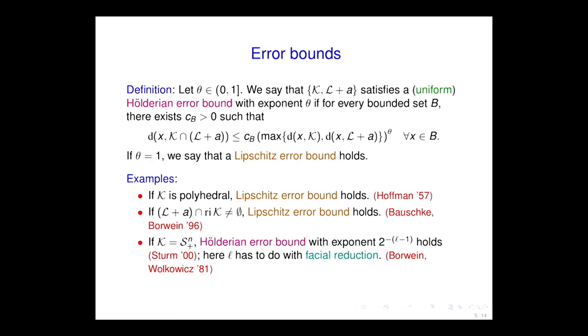So we know that for the PSD cone, by the seminal work in 2000 by Sturm, the Hölderian error bound actually holds with a very peculiar, interesting, weird exponent. First of all, there's a 2 here, and then there's a power of minus l minus 1. A very interesting little l. And this l has to do with facial reduction. Again, another classical concept dating back to 1981 by Jonathan Borwein and Henry Wolkowicz.